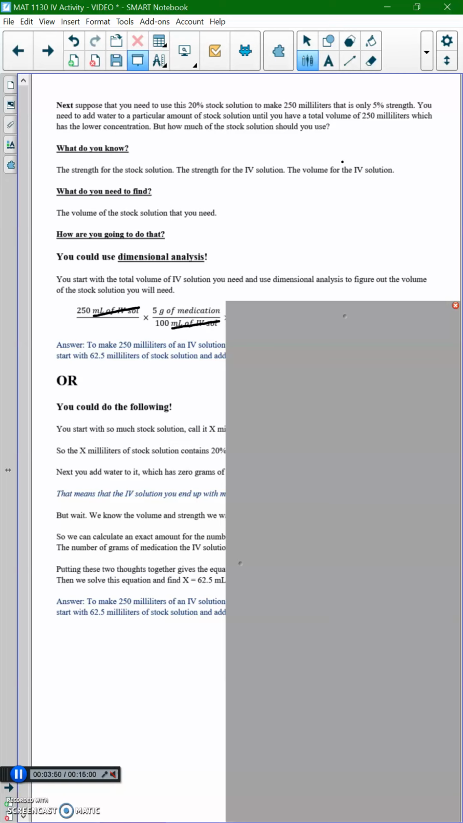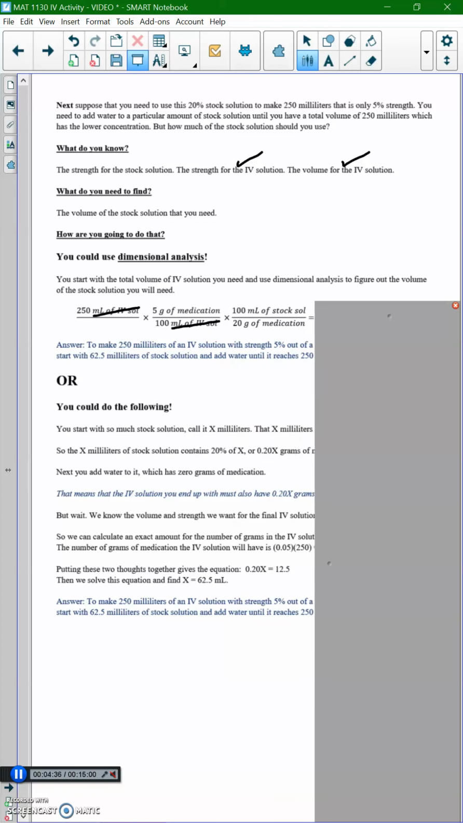Well, we've already used the volume for the IV solution. We've used the strength for the IV solution, but we have not yet used the strength for the stock solution. So let's go back and look at what that was telling us. We said we had a 20% stock solution. Well, a 20% stock solution, we said, means that there are 20 grams of medication. There's that unit we're trying to get rid of, grams of medication. So we have 20 grams of medication per 100 milliliters of the stock solution. And so when we set up our next conversion factor, because we want the grams of medication unit to cancel out, we are going to go ahead and place that in the bottom.